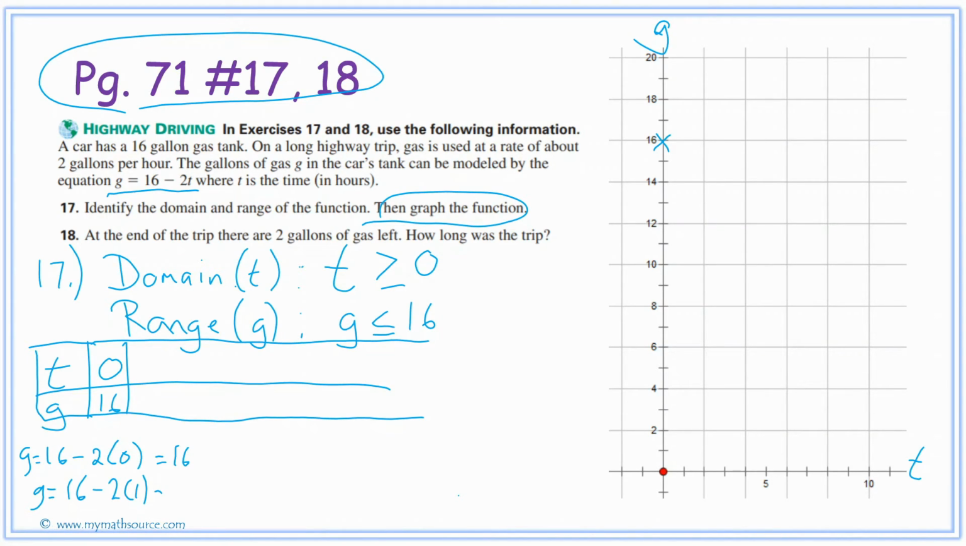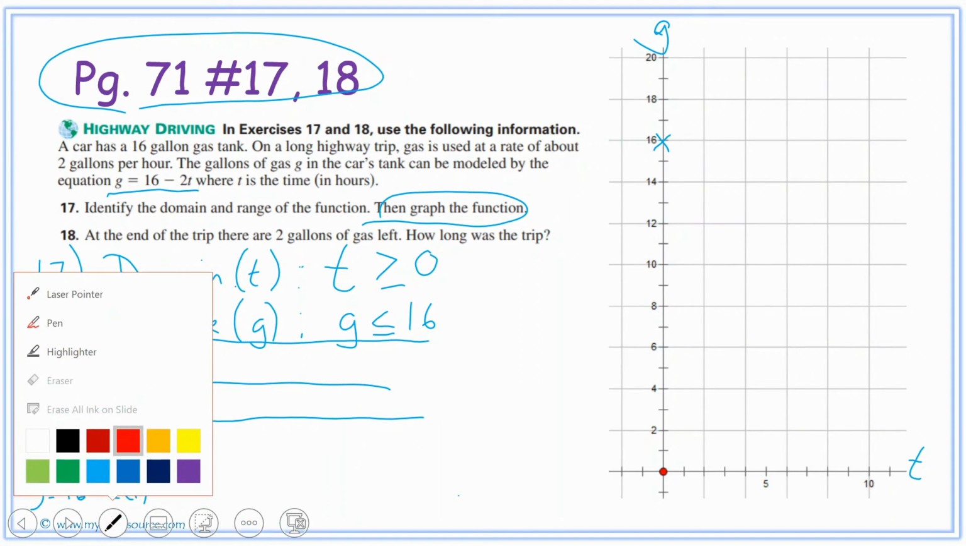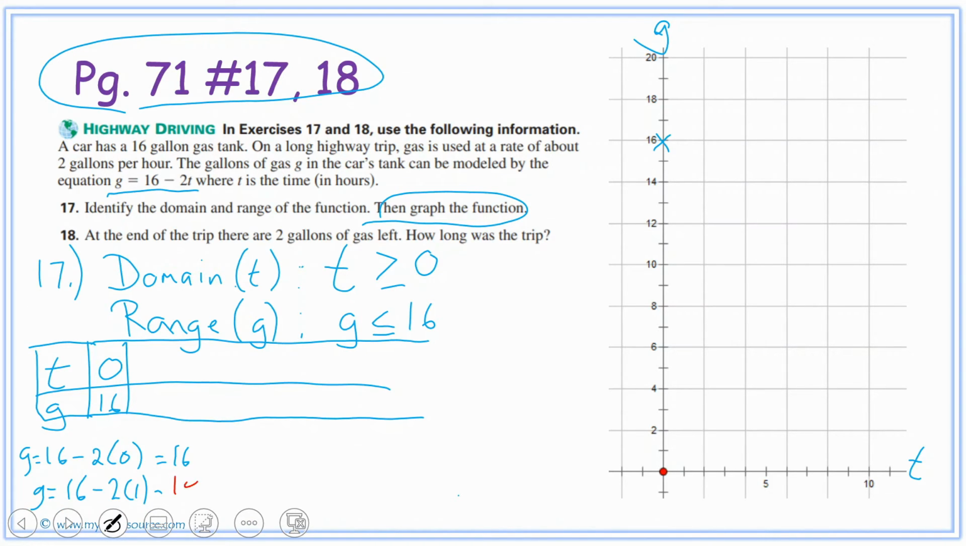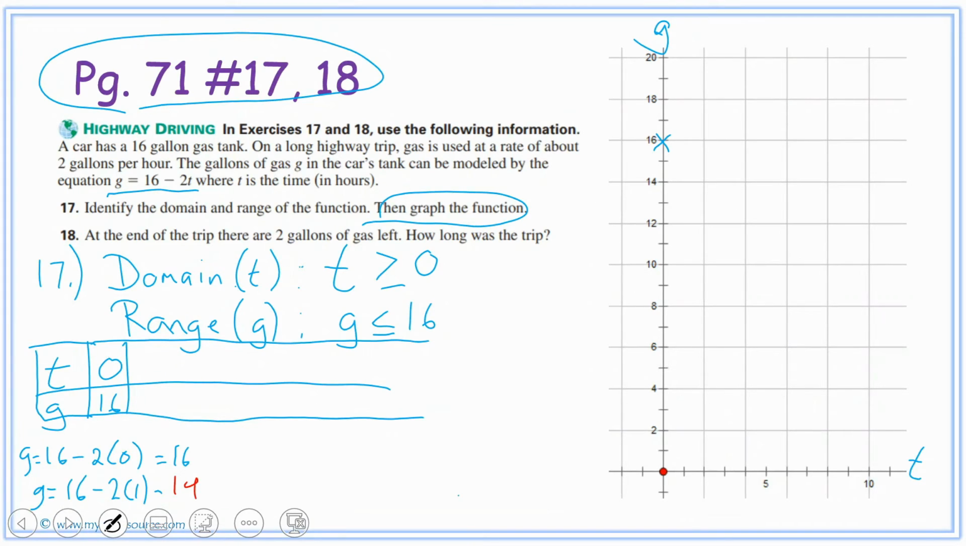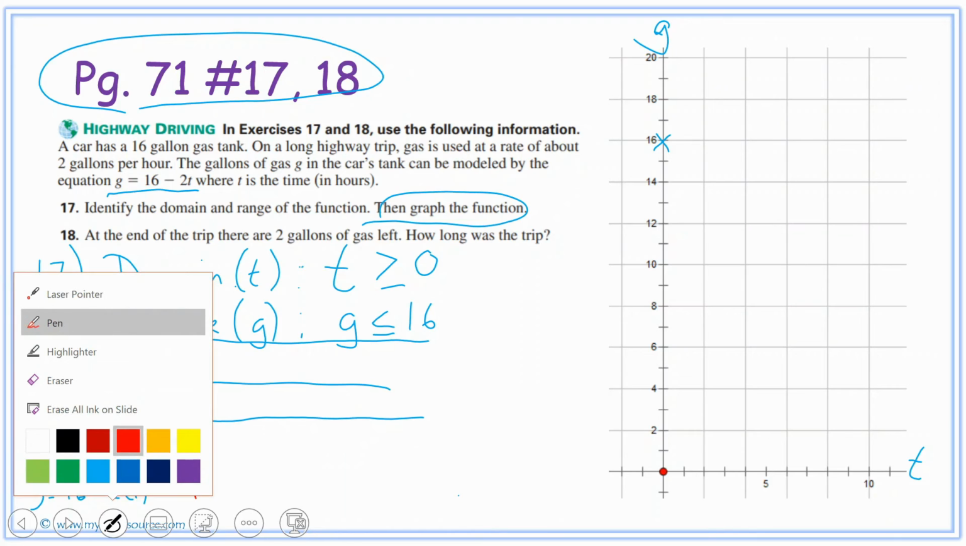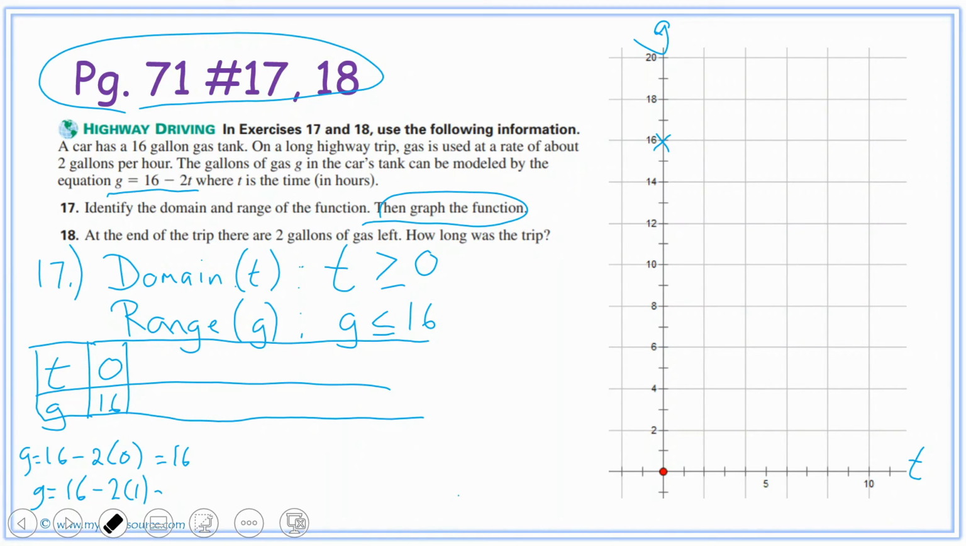Okay, so we have 16 minus 2, right? 2 times 1 is 2. 16 minus 2 is going to give us 14. So 16 minus 2 will give us 14. So that means at 1, when x is 1, we will get our y to be 14.